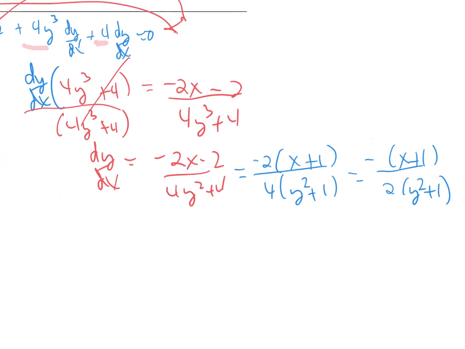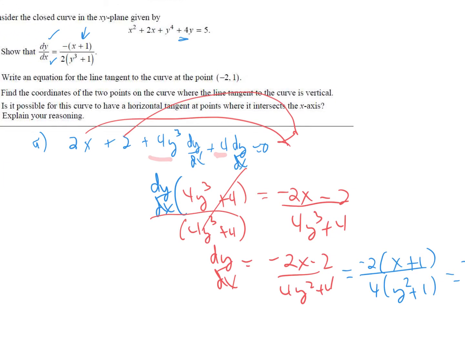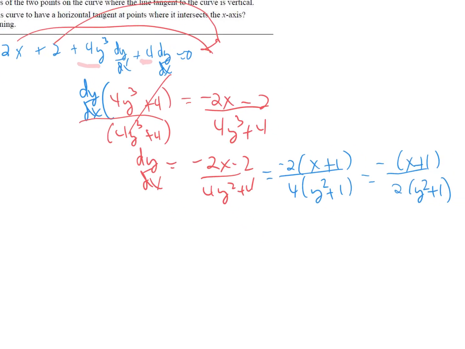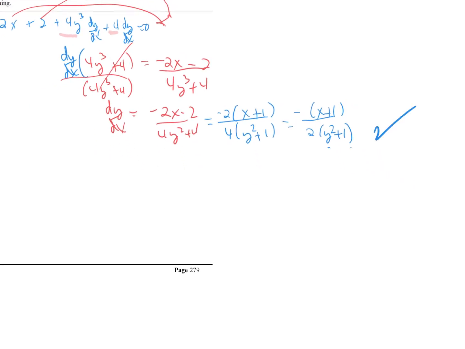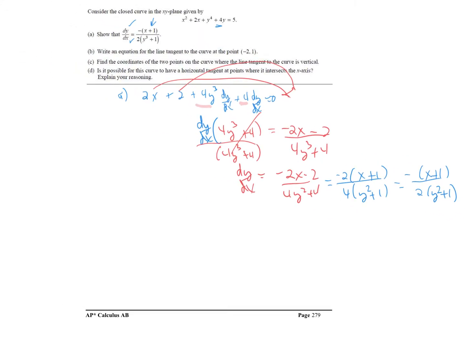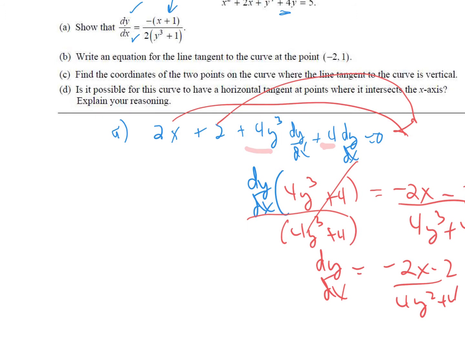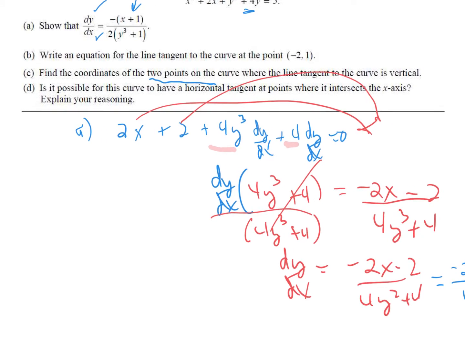And does that look better? Let's see. Yeah, that looks a lot better. So I'll go, yep, it's good. I verified it. Now B. Let's find the coordinates of the 2 points on the curve. He says there are 2 where the line tangent to the curve is vertical.